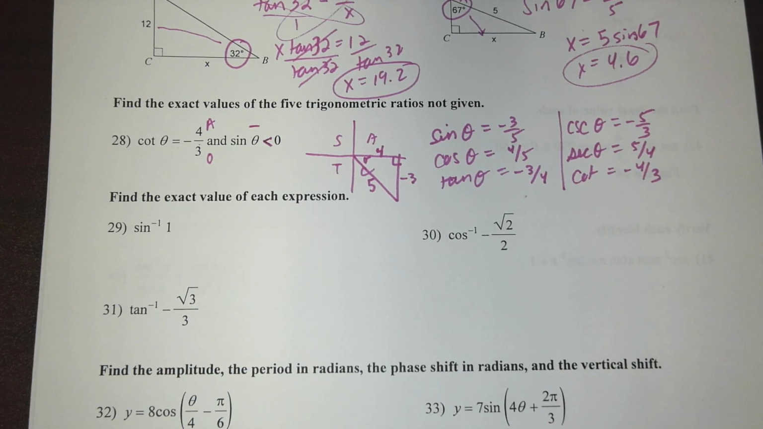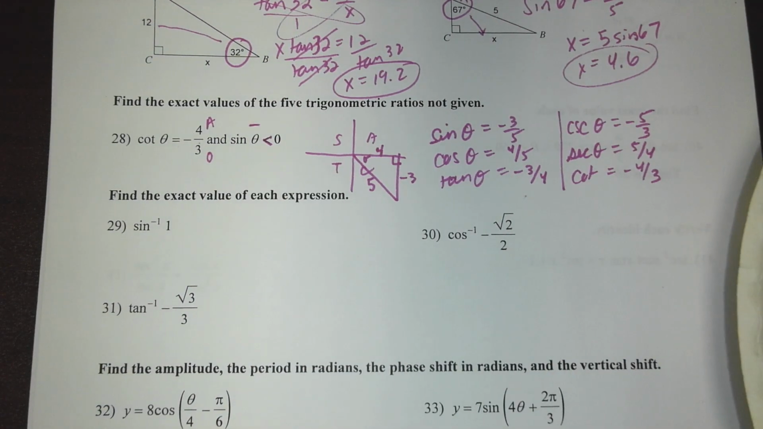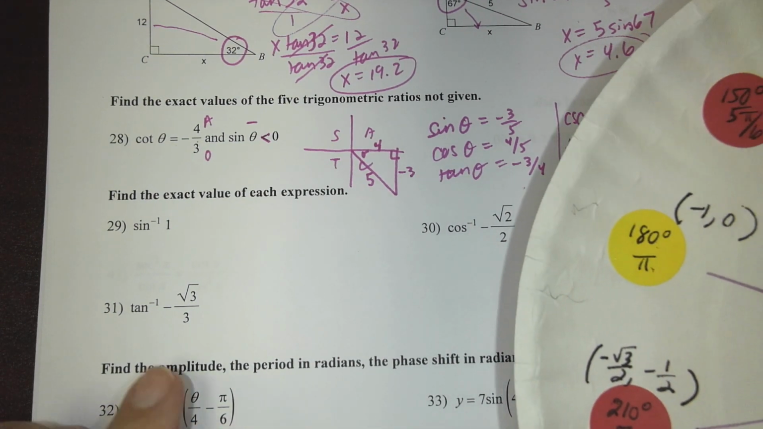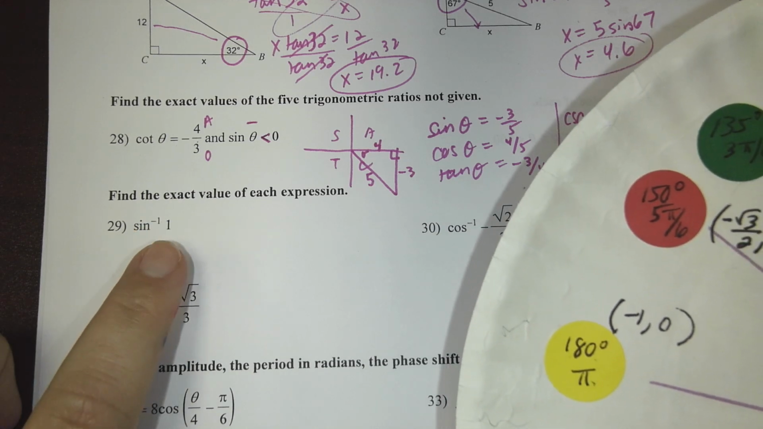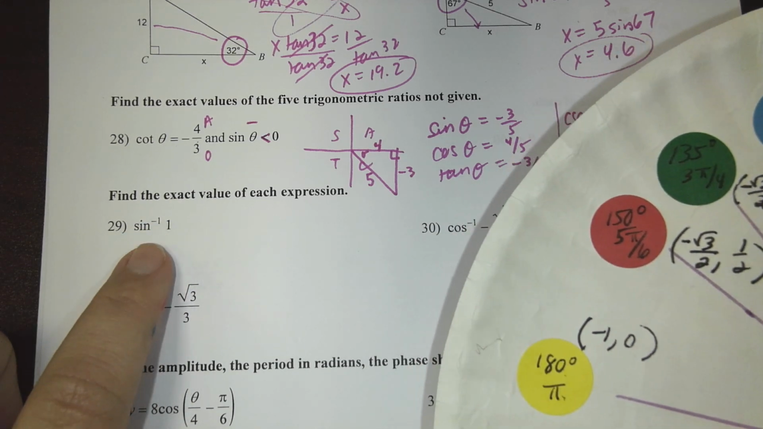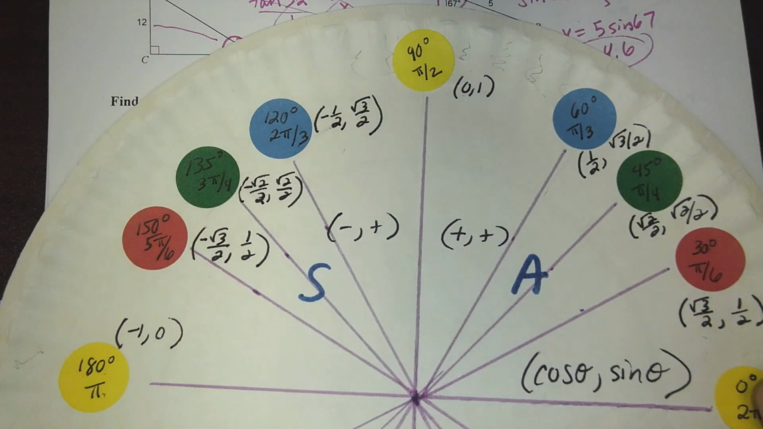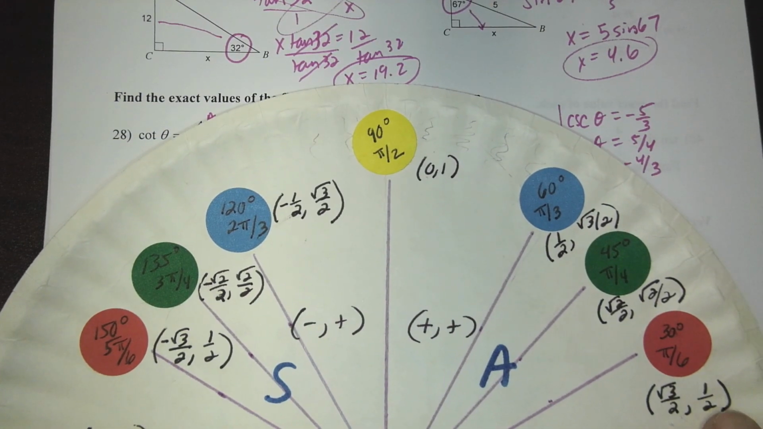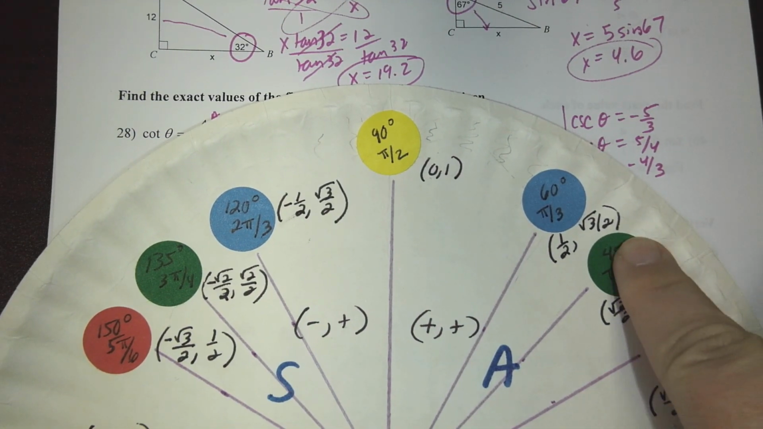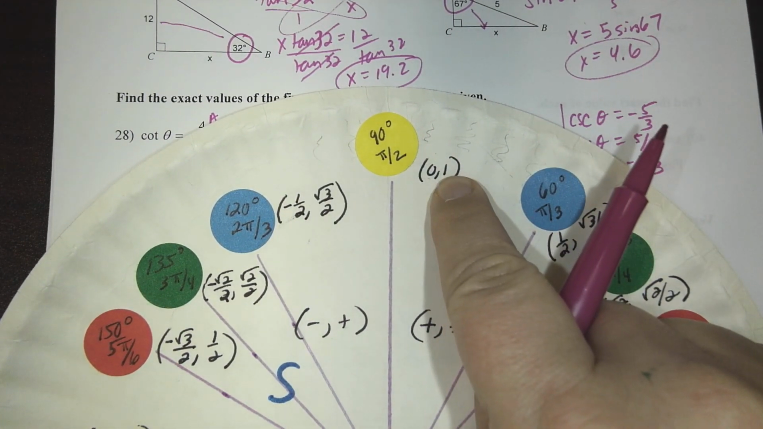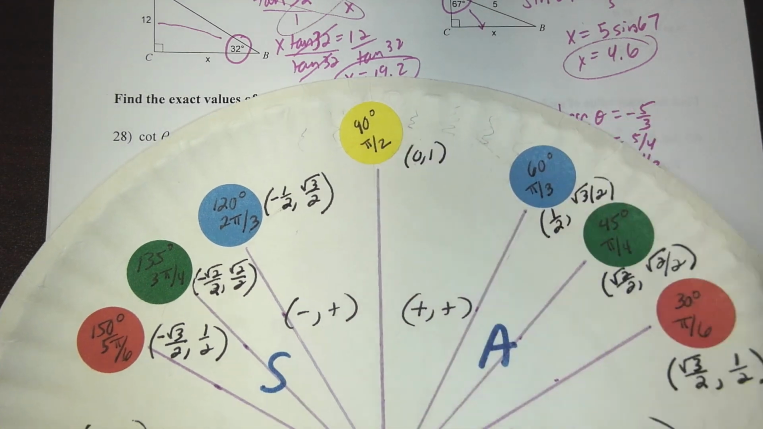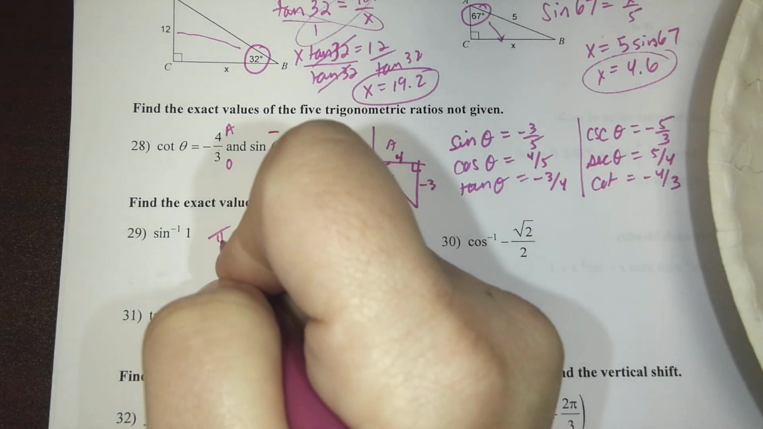All right, getting to this one, you really do need to have your unit circle. We use the paper plate, but you need to have a unit circle written down on a note card. So the inverse sine of 1, that's the angle that will give you a sine of 1. So we're looking for sine, which is the y-coordinate, to be a 1. It's 1 right there. That's the only time it's 1. So it's at pi over 2.